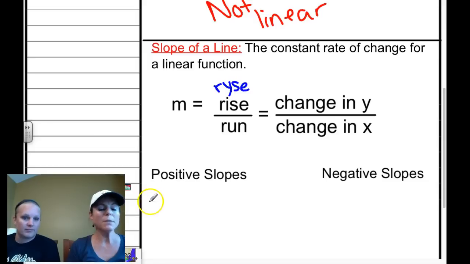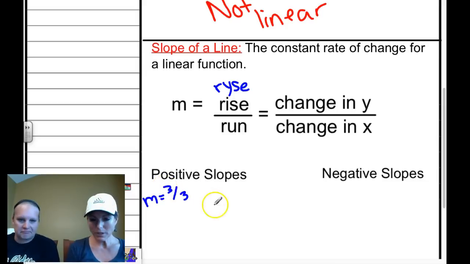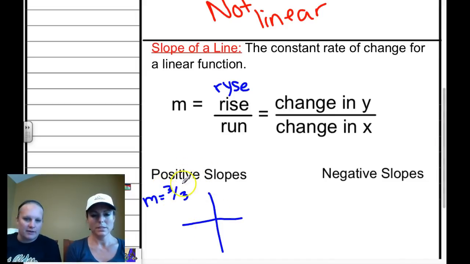So if we're going to talk about positive slopes versus negative, Ms. Boyd's going to draw us a little picture here. I'm going to pretend our slope is 3 over 2. Okay. So here's my line. Oh, why did I put 3 over 2? I don't know. It's been a long day already. All right, 3 over 2.